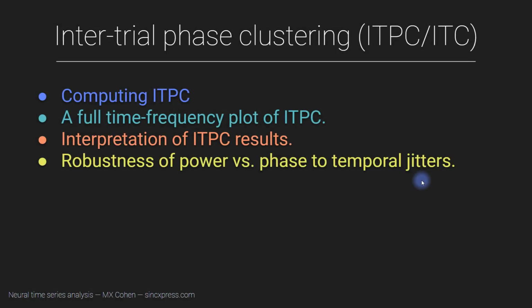This video follows up from the previous video. Now I'm going to be talking more about intertrial phase clustering, or ITPC. Sometimes in the literature it's also called ITC, for intertrial clustering or intertrial coherence. And I will be talking about how to interpret these results and, importantly, the robustness of intertrial phase clustering results to temporal jitters and to the number of trials, or the number of data points.